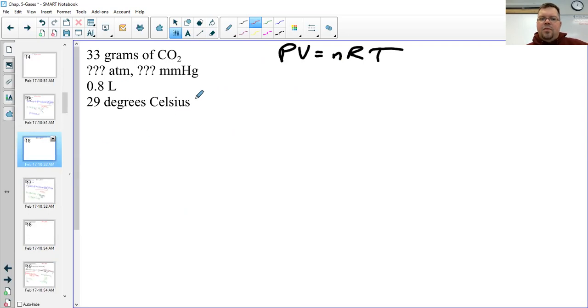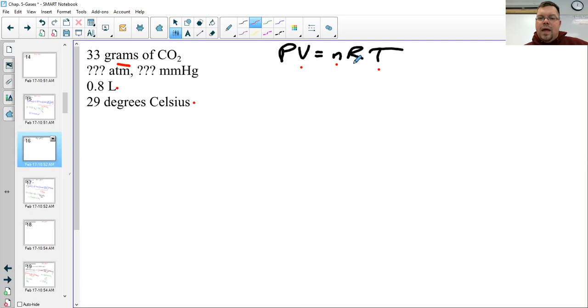In this case, you're given 33 grams of CO2 gas. It's not in moles now, it's in grams, so you have to convert from grams to moles to be able to plug it in here. You're given the volume in liters, so you can plug it right in for the volume. You're given the temperature, and this time it's in Celsius, so you've got to convert it from Celsius to Kelvin before you can plug it in here.